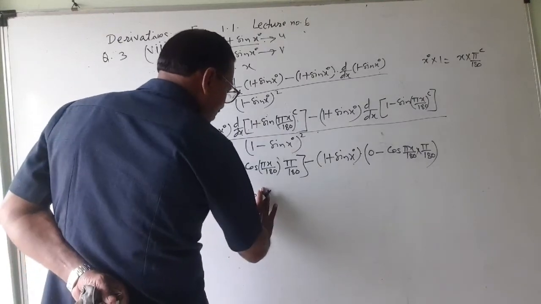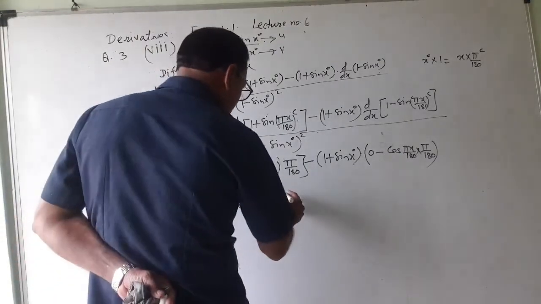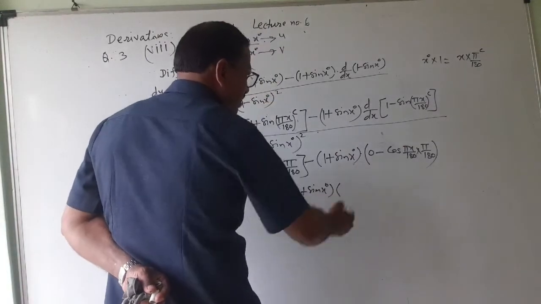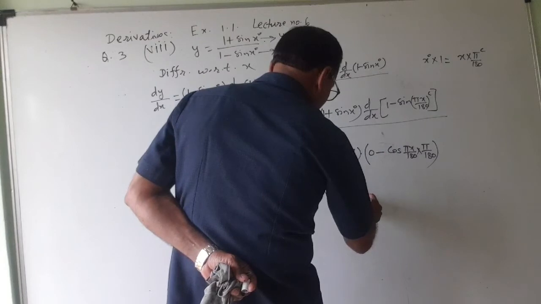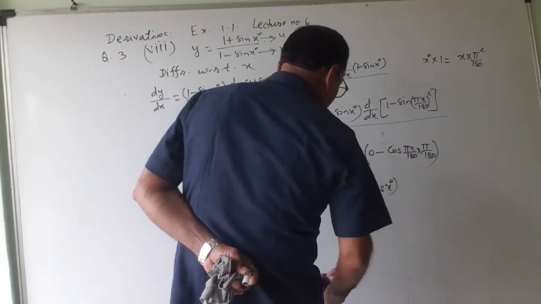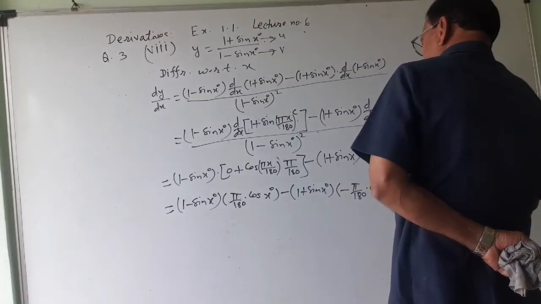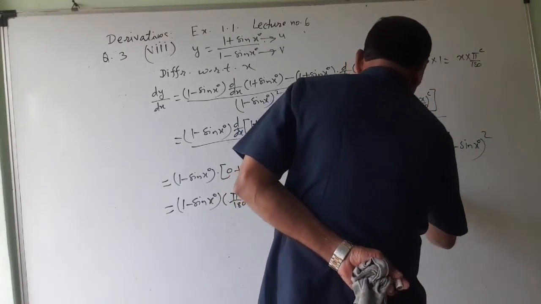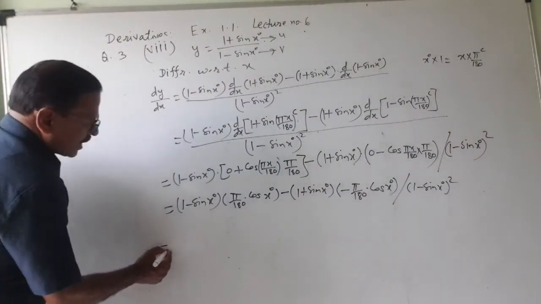Pi x upon 180 means how much? X degree. Changing it, making it smaller. Why keep it? Minus (1 plus sine x degree) into, this is minus of pi upon 180 into cos of pi x upon 180, which is nothing but x degree, upon v square. I will make it here the place (1 minus sine of x degree) bracket square, upon (1 minus sine of x degree) bracket square. So that is equal to.